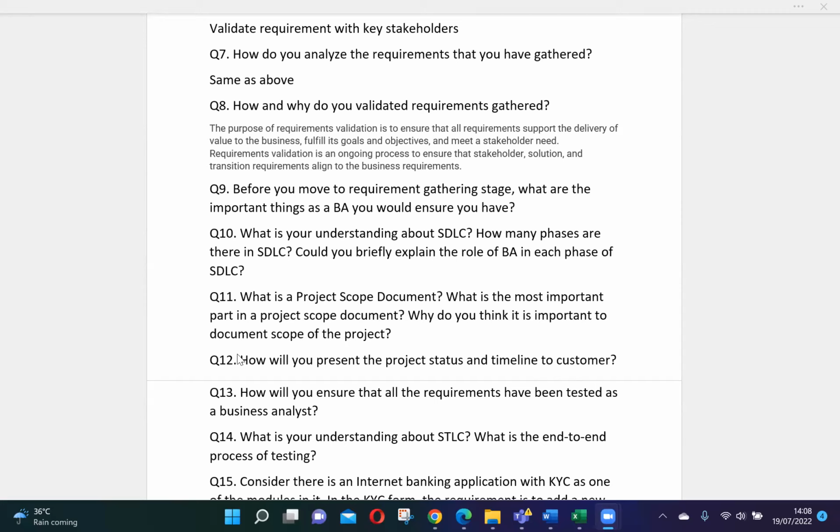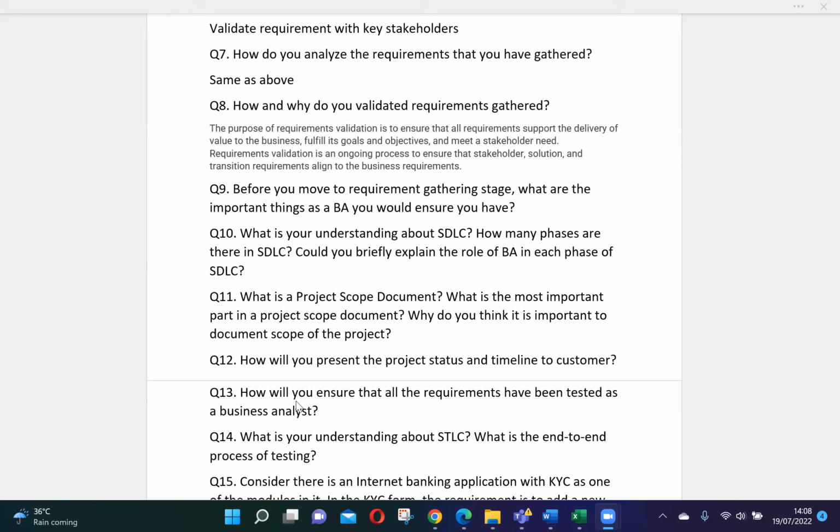So we've discussed how will you present the project status and timeline to the customer. That is via a Gantt chart. So I'll present it to the stakeholders, right? Correct, to the stakeholders. Then I'll obtain the feedback, right? Yes, obviously.